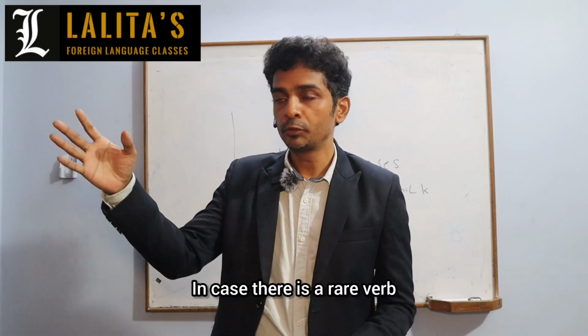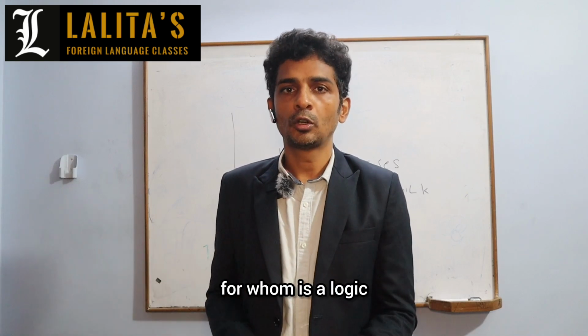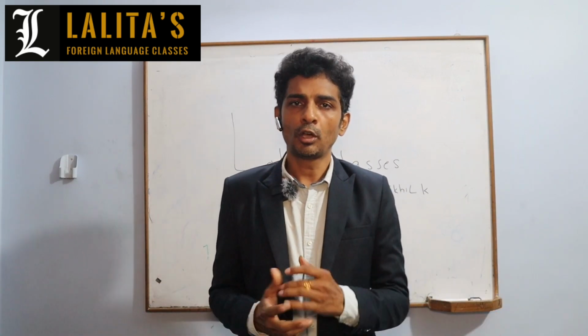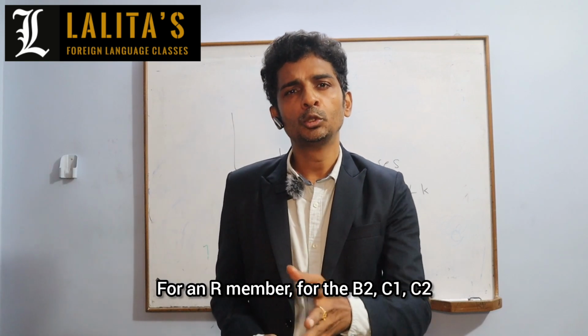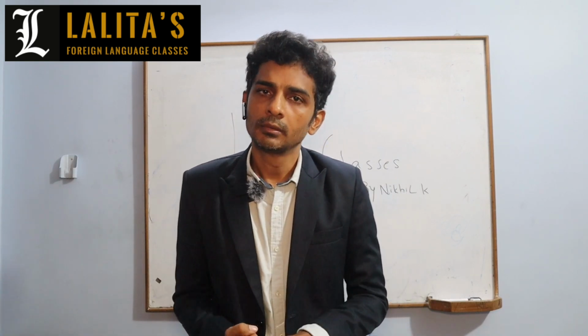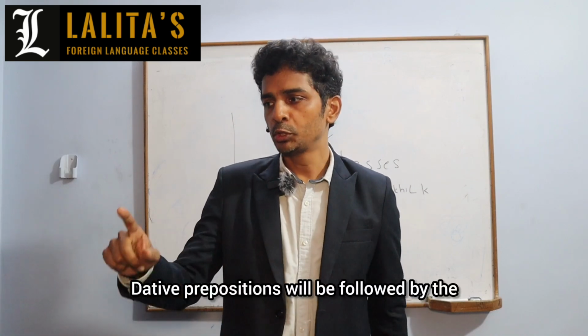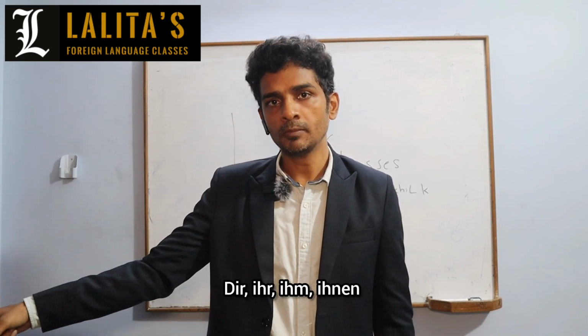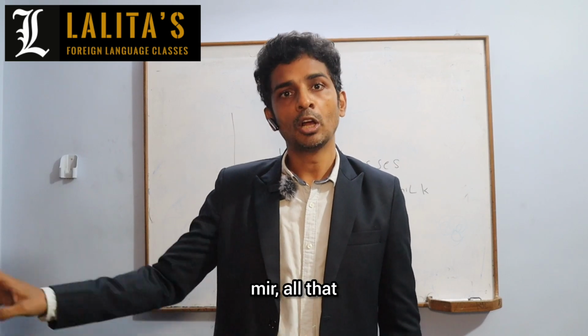In case there is a rare verb which we do not know, to whom, for whom is a logic. These things will go further and further. But for now, remember, till B2, C1, C2, you will need this. Learn the dative verbs by heart, learn the dative prepositions by heart. That's it. Dative prepositions will be followed by the dative form of the pronoun: dir, ihm, ihnen, mir, all that.